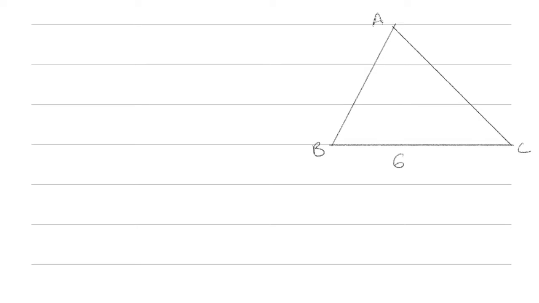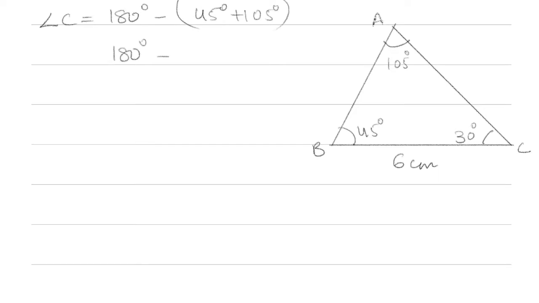BC is equal to 6 cm, angle B is equal to 45 degrees and angle A is 105 degrees. So therefore angle C will be equal to 30 degrees. We need to find out angle C. So angle C is equal to 180 degrees minus (45 degrees plus 105 degrees). So we have 180 degrees minus 150 degrees. So it is equal to 30 degrees.